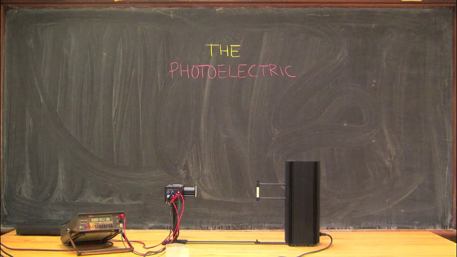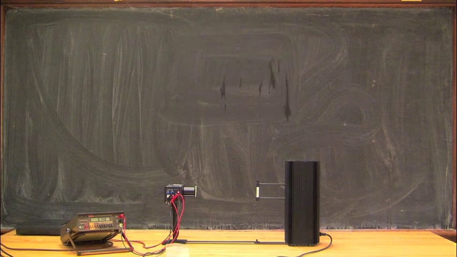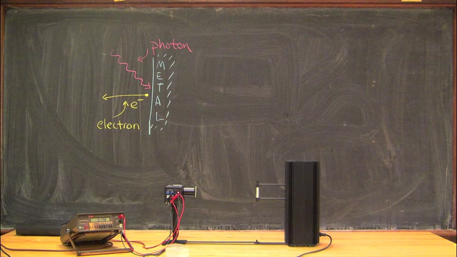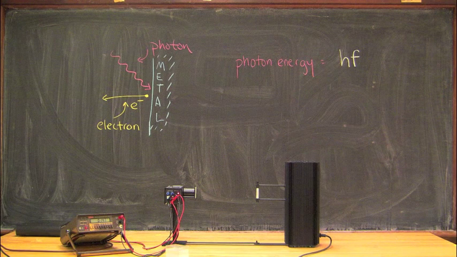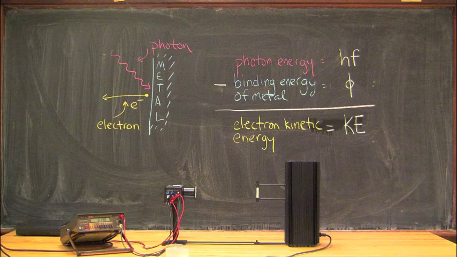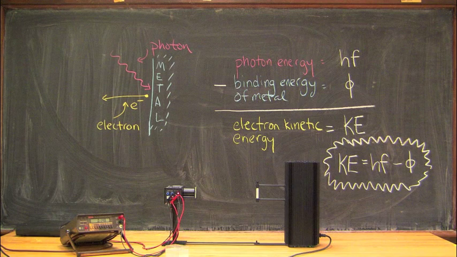This week's lab is on the photoelectric effect, which is the effect that if you shine photons on a metal, electrons can be ejected from the metal. Every photon that hits the metal delivers an energy hf, Planck's constant times the photon frequency. Some of that energy goes into just removing the electron from the metal. The minimum energy it takes to do that is called the work function. The leftover energy goes into the kinetic energy of the electron. So the photoelectric effect is described by the equation KE equals hf minus phi.